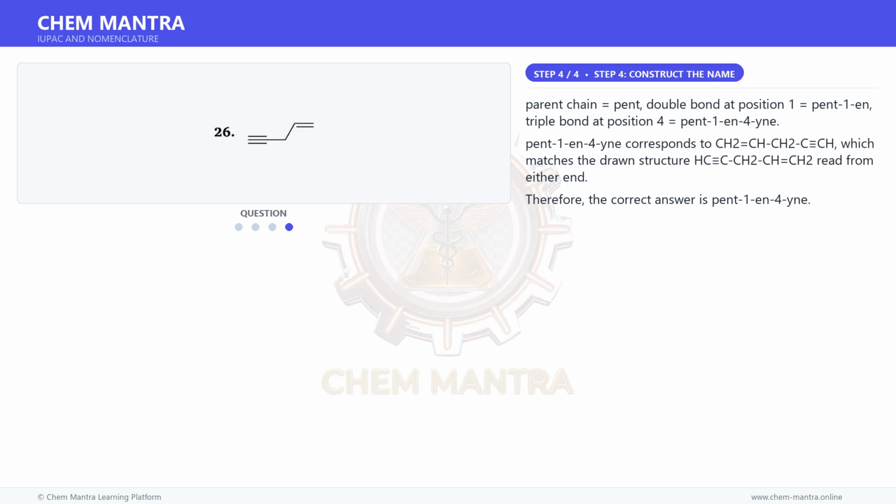And for the final step, parent chain is pent, double bond at position 1 is pent-1-en, triple bond at position 4 is pent-1-en-4-yne. Pent-1-en-4-yne corresponds to CH2=CH-CH2-C≡CH, which matches the drawn structure HC≡C-CH2-CH=CH2 to read from either end.